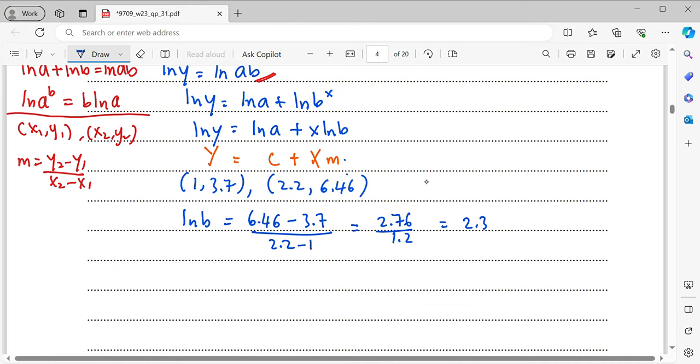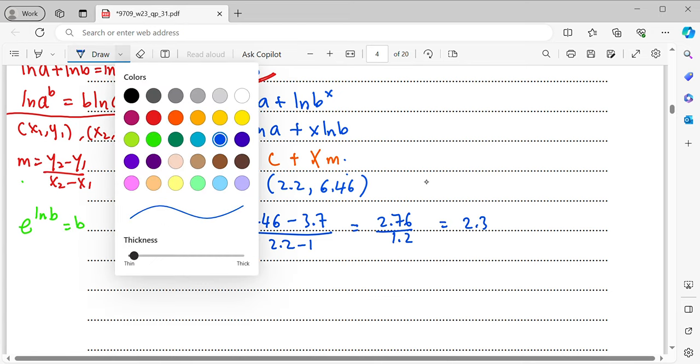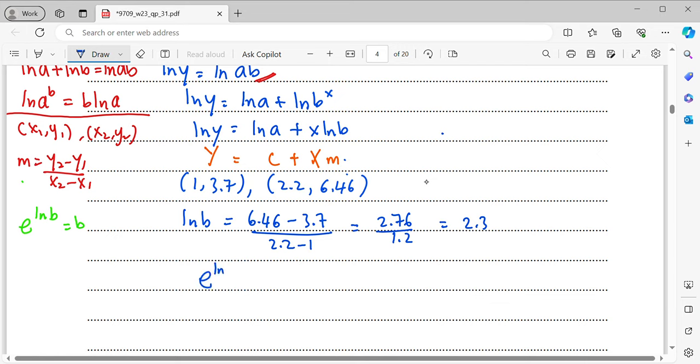So therefore, to get the b, we need to eliminate the ln. So we have this formula, e to the ln b is basically b. Therefore, I'm taking e both sides. So e to the ln b is e to the 2.3. Therefore, b equals to e to the 2.3, which is 9.97.